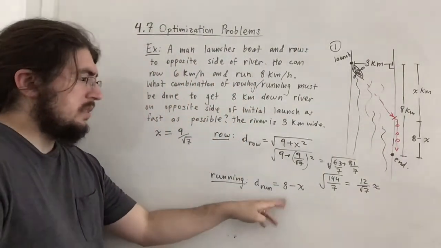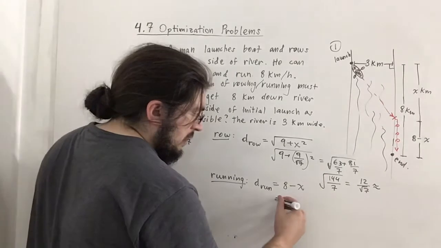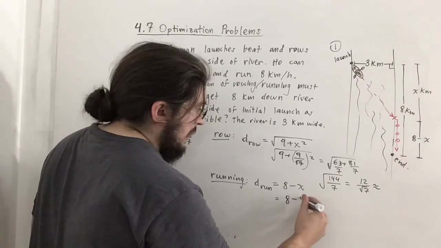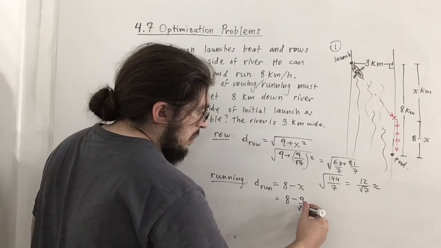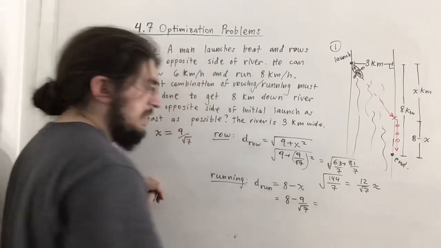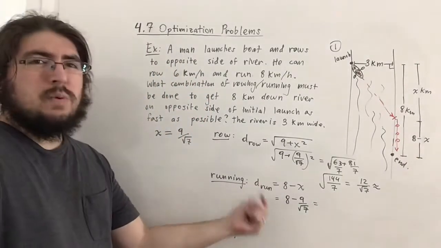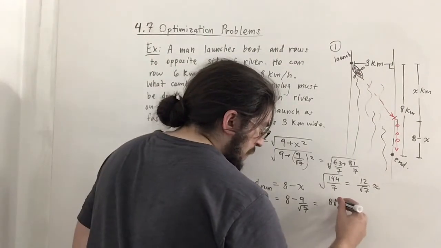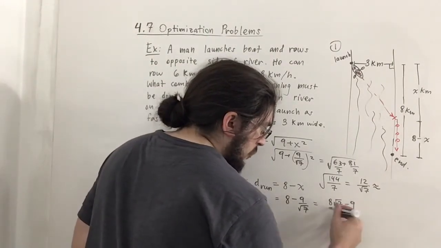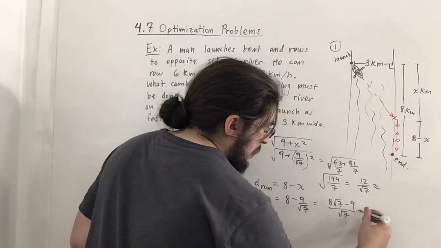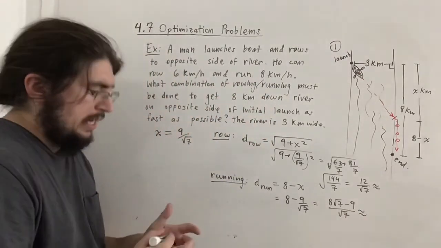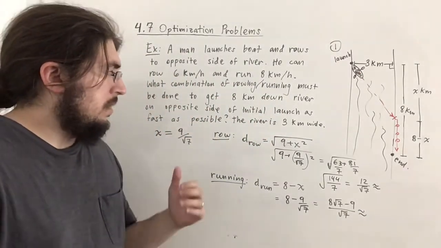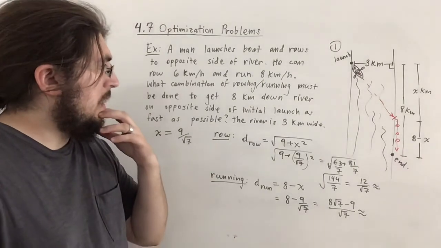Let me just find this one now. So of course this is going to be pretty easy because this is 8 minus 9 radical 7. And I guess you can write this as one fraction of a radical 7 as well, but it's kind of dumb. It's just going to be 8 radical 7 minus 9 over radical 7. But regardless, let me approximate these to see if we can actually figure out what the distances are.